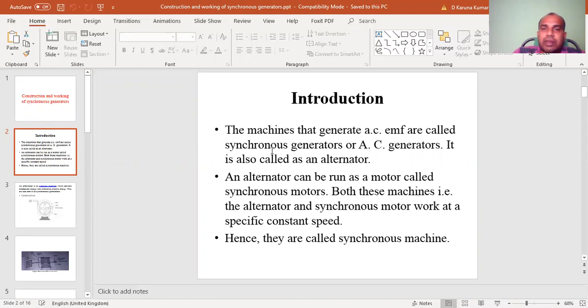An alternator can be run as a motor, which is then called a synchronous motor. Both these machines, alternator and synchronous motor, work at a specific constant speed. This speed is called synchronous speed, and the formula for synchronous speed is 120 times F by P. These two machines are also called synchronous machines.